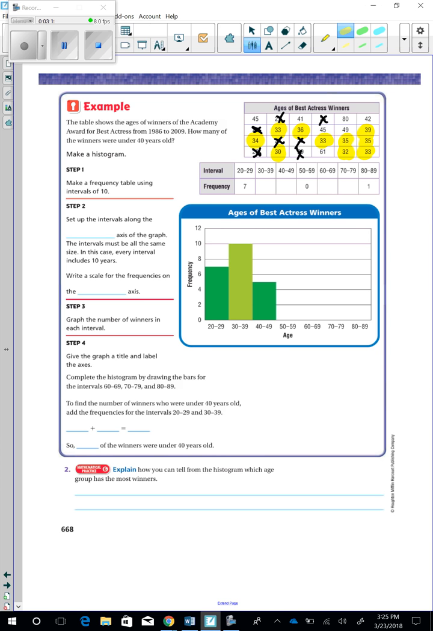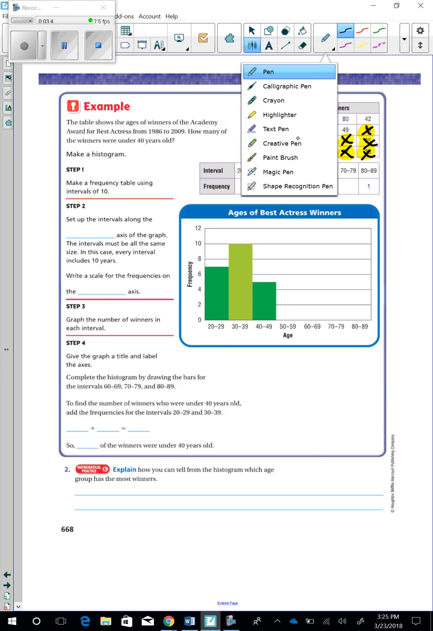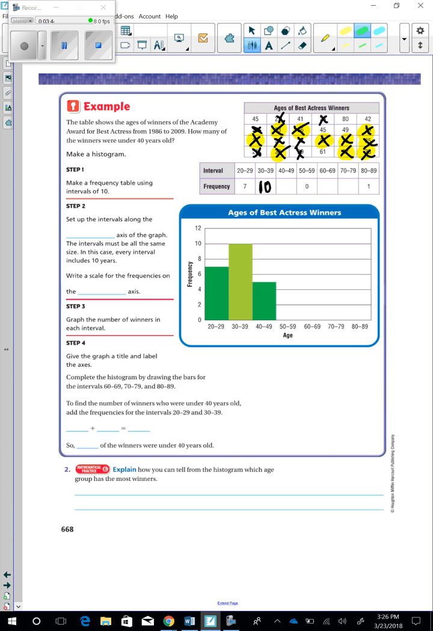Okay, now we need to count those up. 1, 2, 3, 4, 5, 6, 7, 8, 9, 10. There are 10, so we're going to put 10 right here in the graph. Okay, so let me just go through there and X those out. All right, let's use a different color of highlighter. Okay, so 40 to 49. Now there's 45, that falls there. 41. Okay, so there are 1, 2, 3, 4, 5 there. So we're going to put 5 right there.